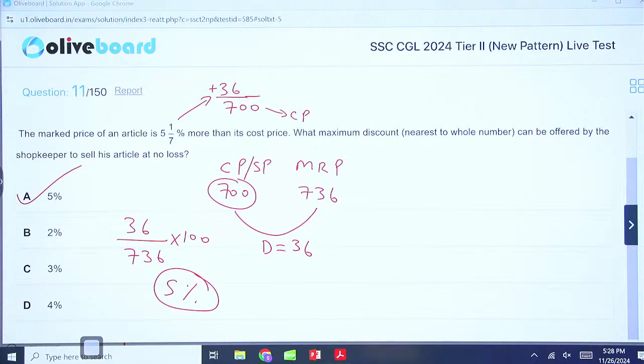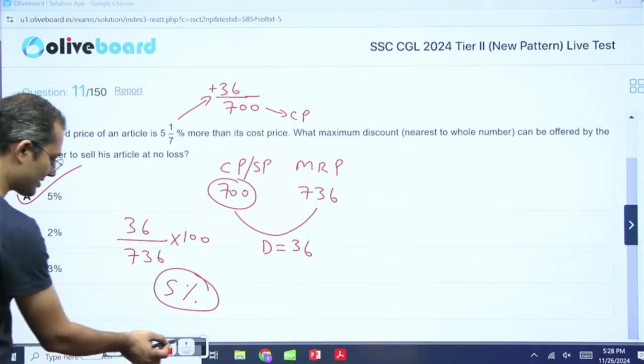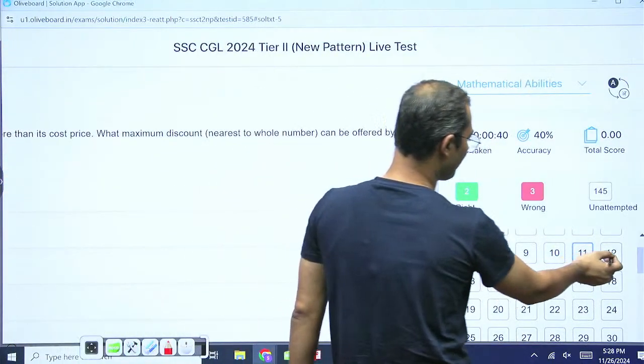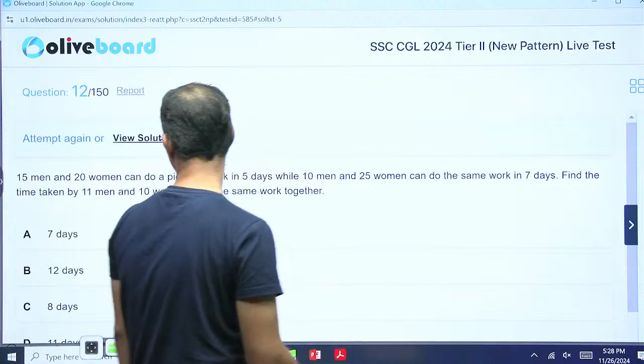Yes, A part is the right answer. So one of the easy questions. Now tell me what is the answer of this question.